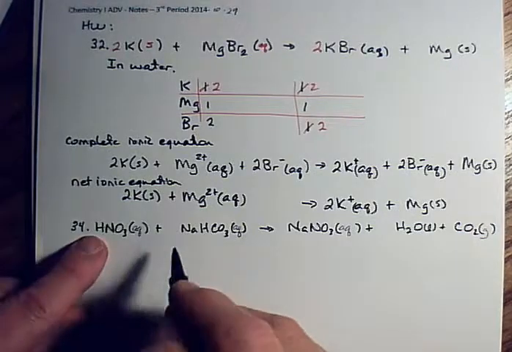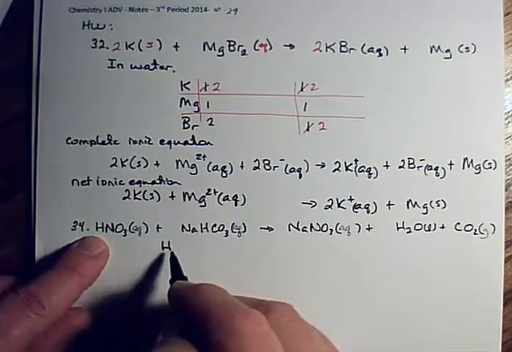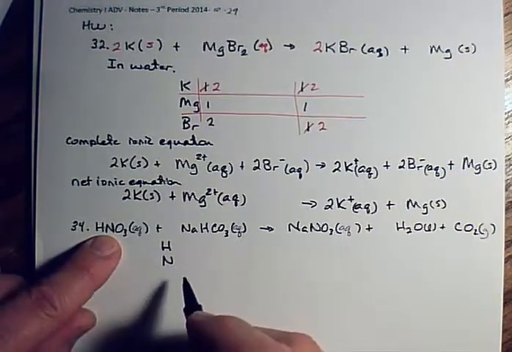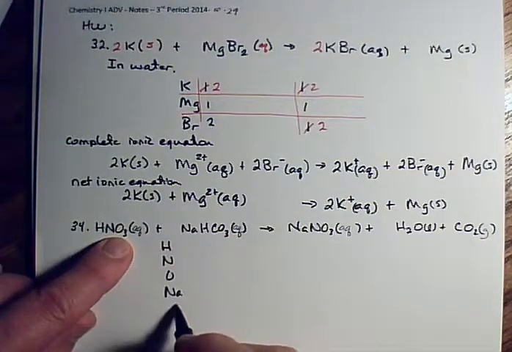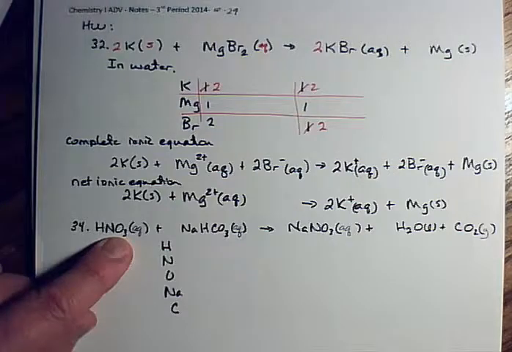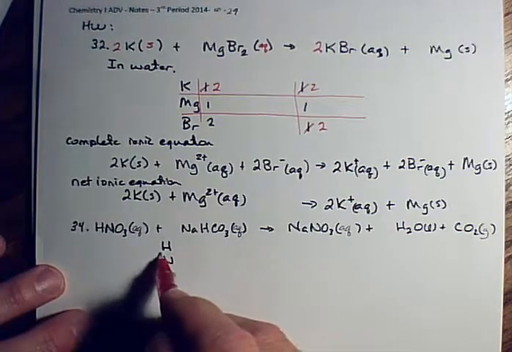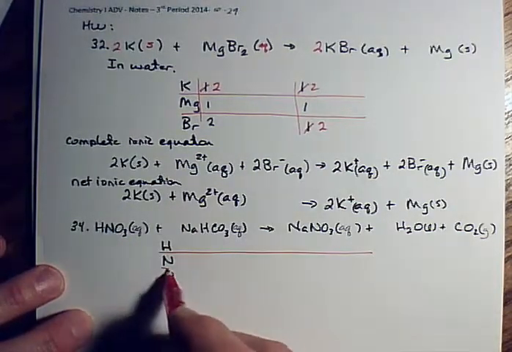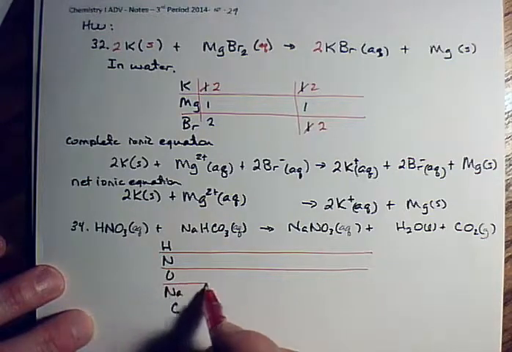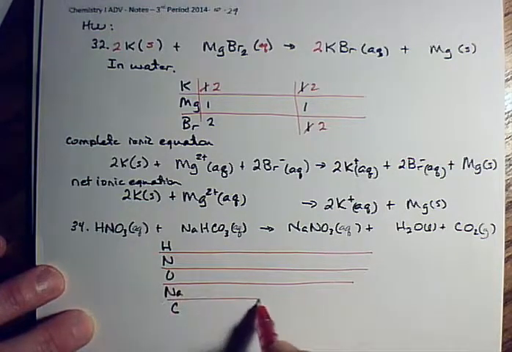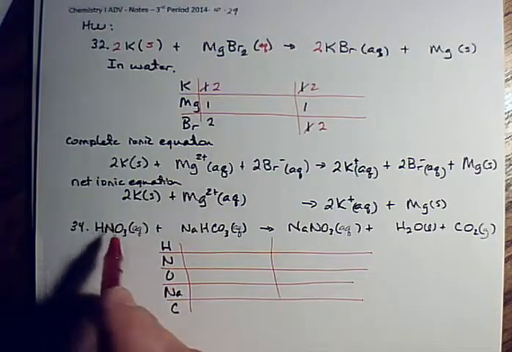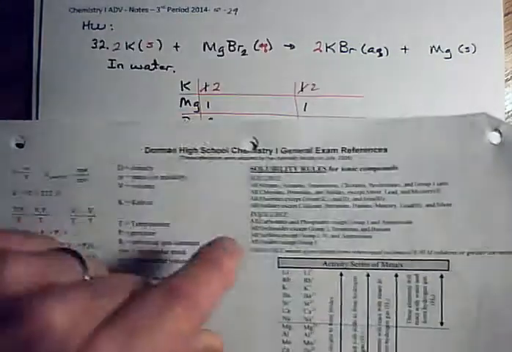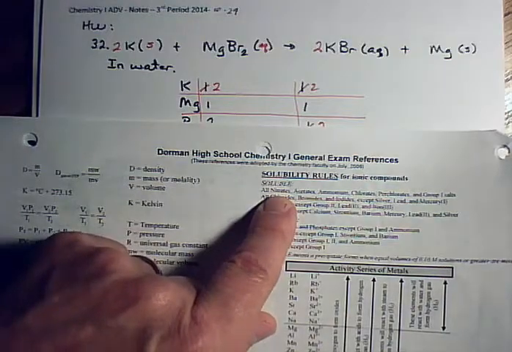So we're going to list all of our elements. We've got hydrogens, nitrogens, oxygens, sodiums, and carbons. And we're going to make a grid here. How did you determine that it was the first one? Because nitrate compounds, it's rule number 1 under the solubility rule, says nitrate compounds are always aqueous. It's right here, nitrates. My bad.